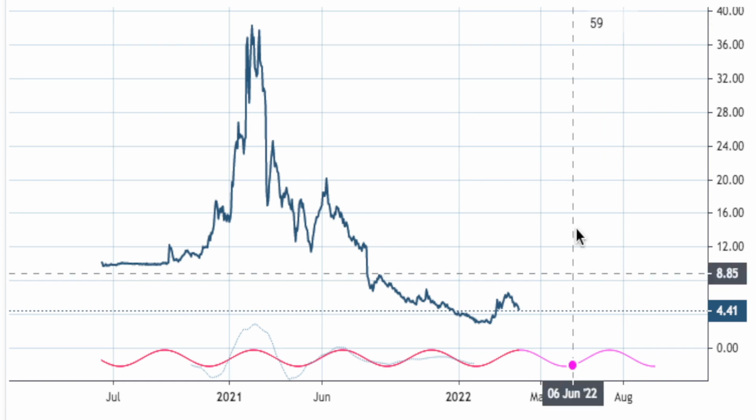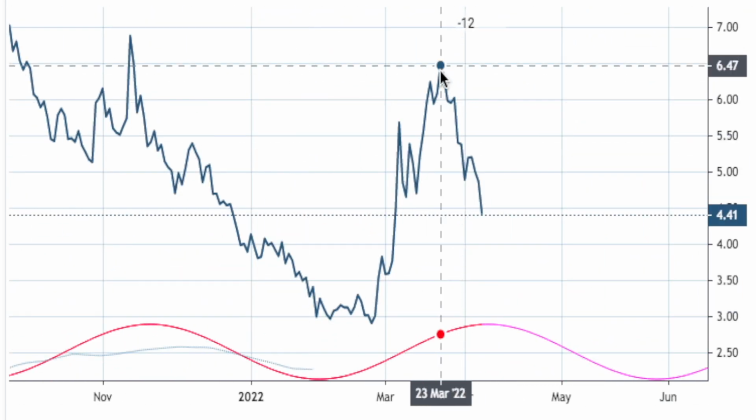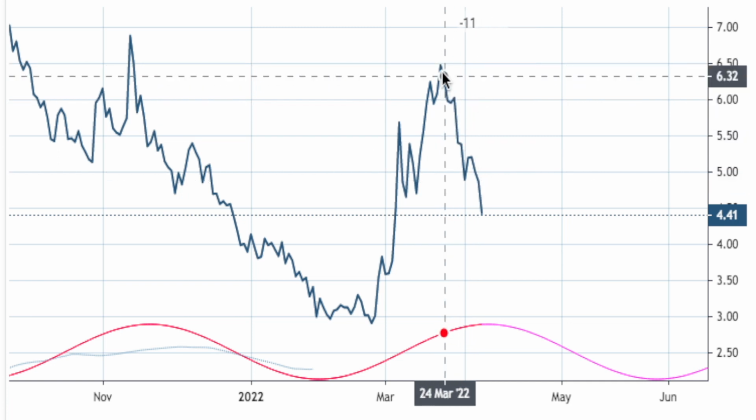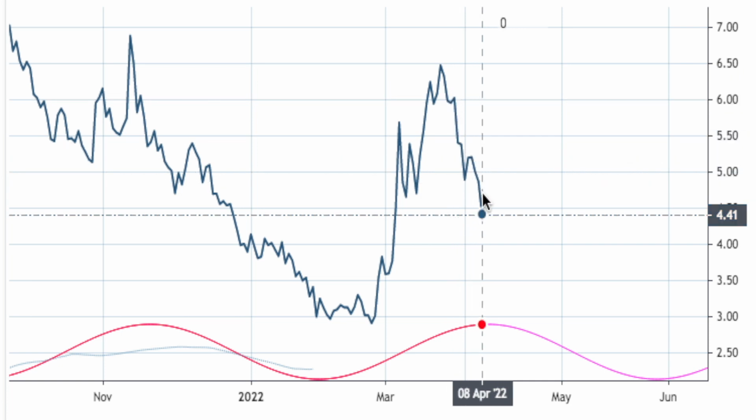Okay, you guys know that we have done a nice little wave up, and we hit a peak on March the 23rd, and since then it has been making lower highs and lower lows. And this is where we are as of April the 8th.